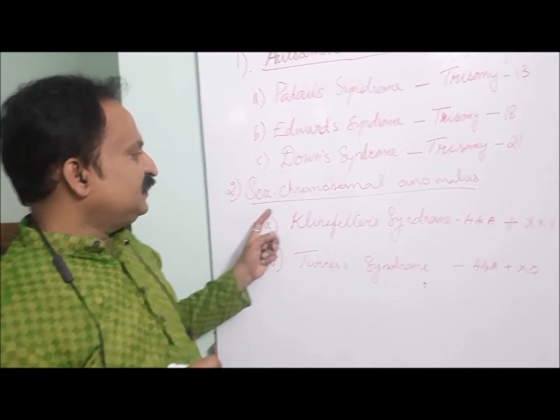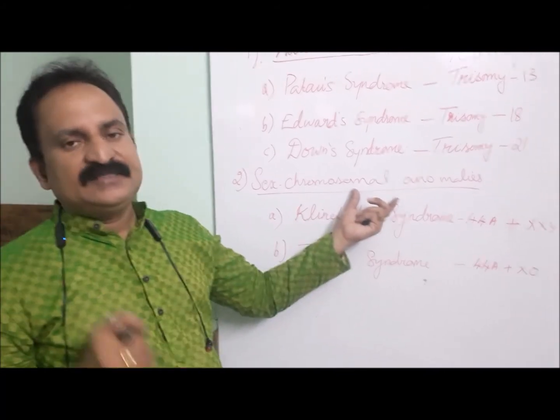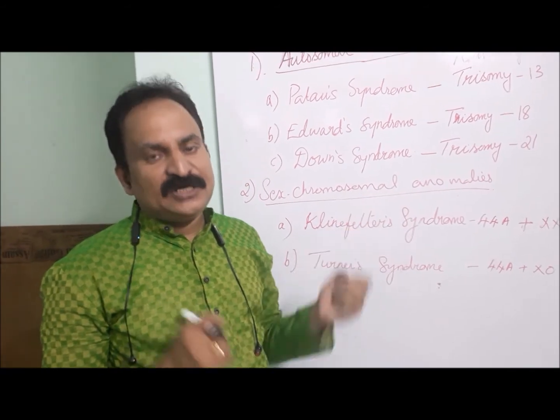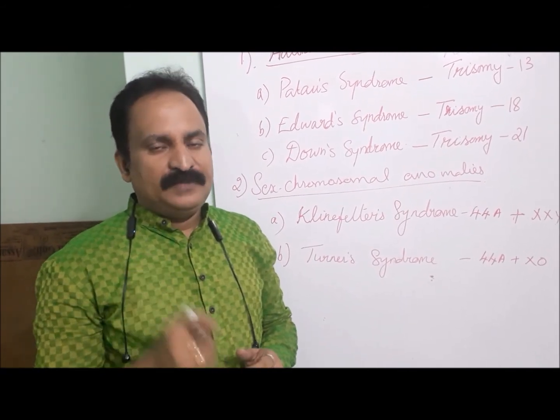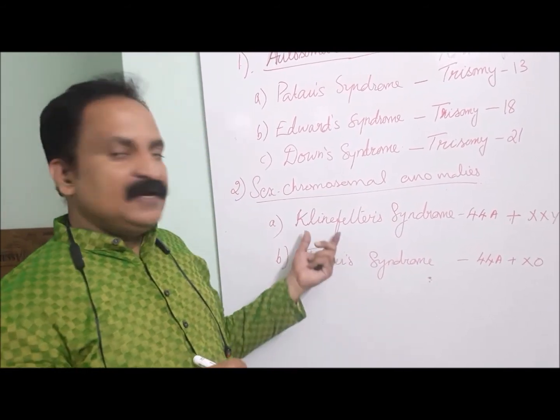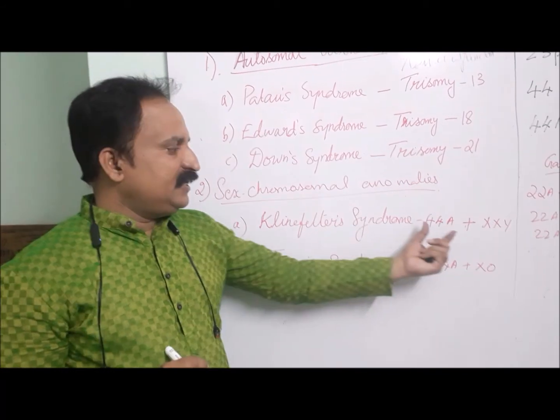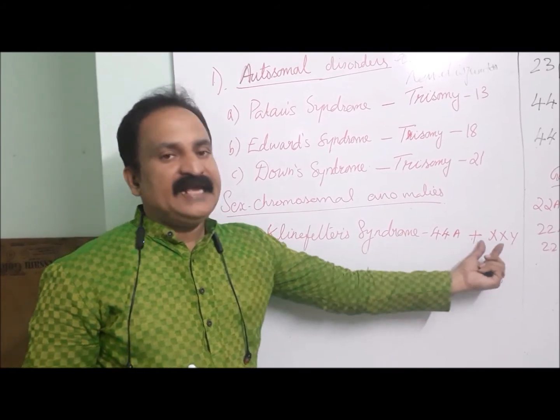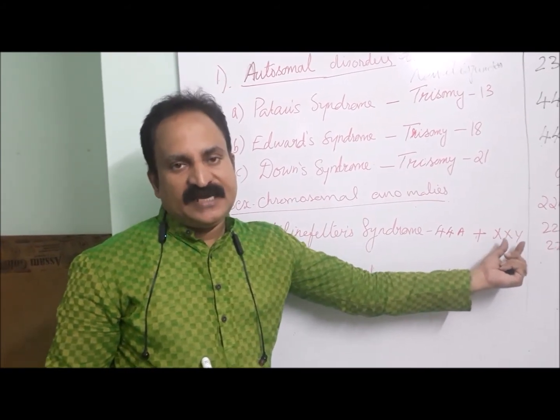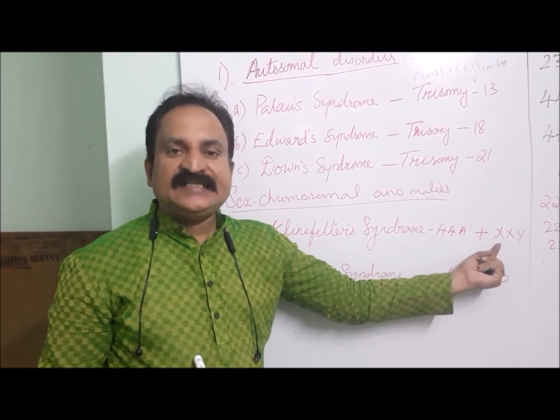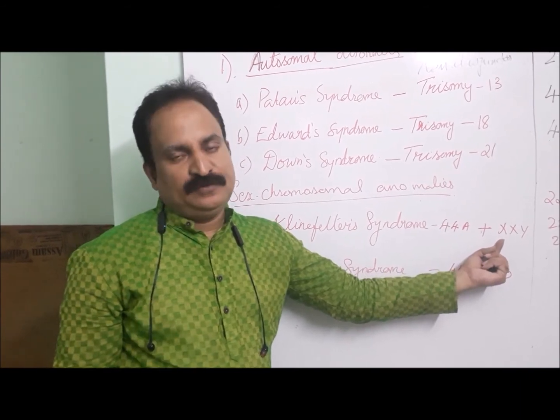Next is sex chromosomal anomalies. Sex chromosomal anomalies are related to the sex of the person. For example, they are of two types. This is called Klinefelter syndrome. Here it is 44 autosomes and XXY. That means in the case of a male, an extra X chromosome is present.